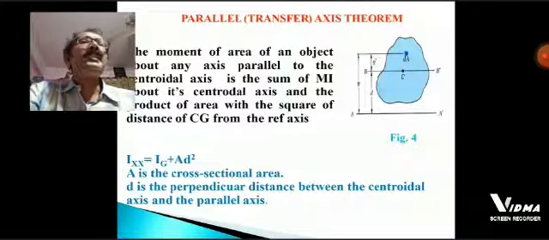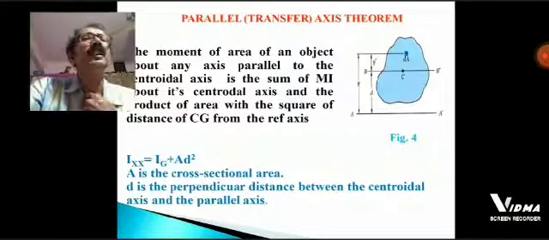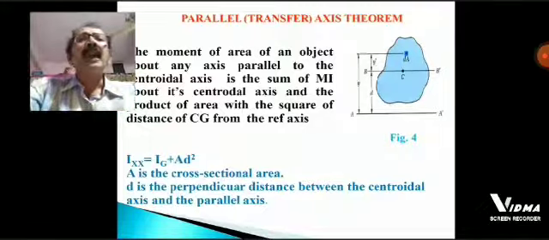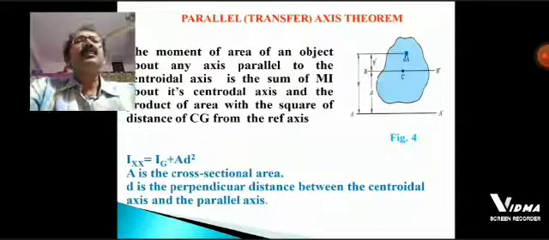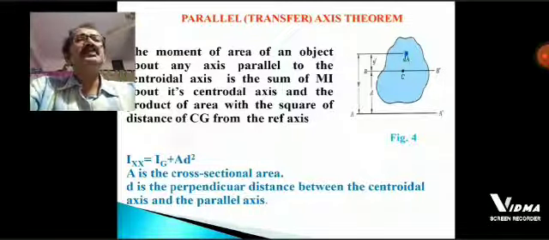Now that small elemental area dA is at a distance y dash from the centroidal axis. Now Ixx from the parallel axis theorem equals Ig plus AD square, where A is the cross-sectional area and D is the perpendicular distance between the centroidal axis and the parallel axis.